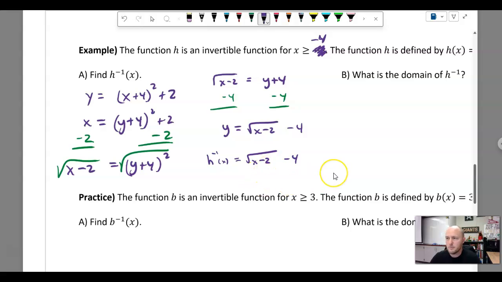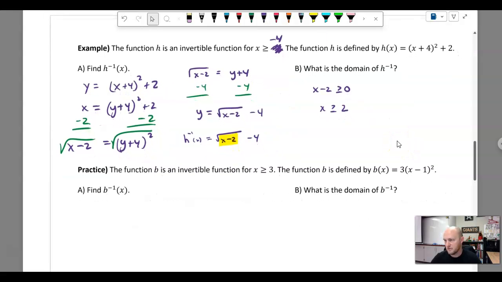So what is our domain? Well, our domain for this inverse function is going to come from the square root symbol here. I want whatever's underneath that square root, x minus 2, to be greater than or equal to 0. This is a really simple one to solve. We just get x is greater than or equal to 2. All right, very straightforward.